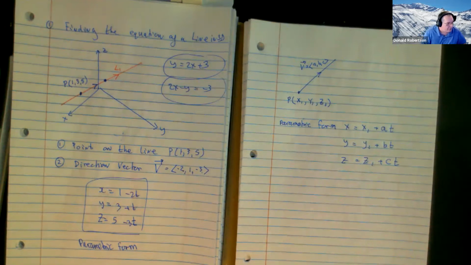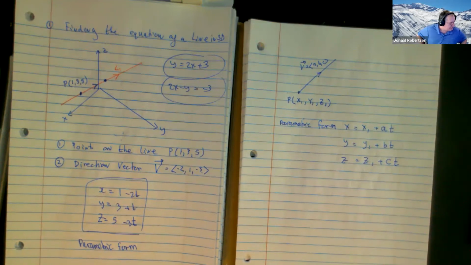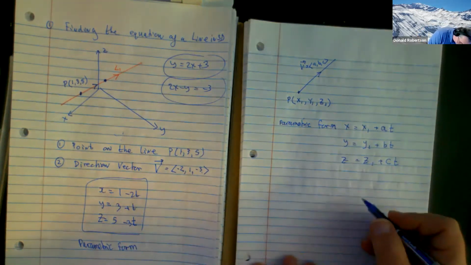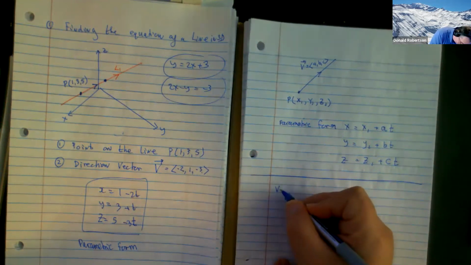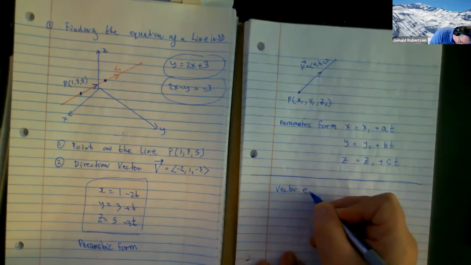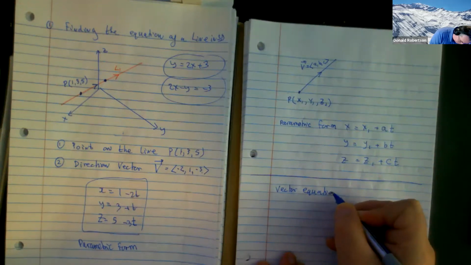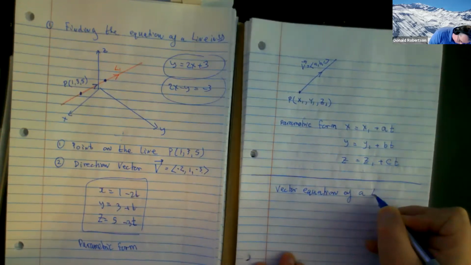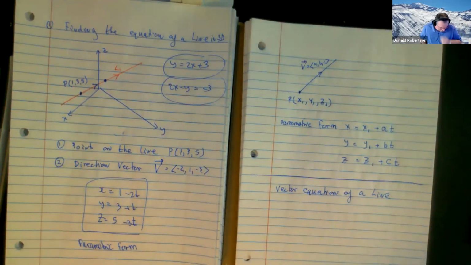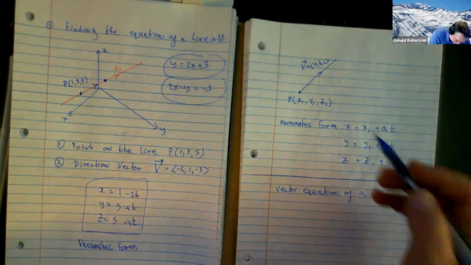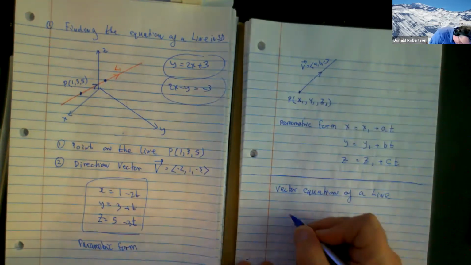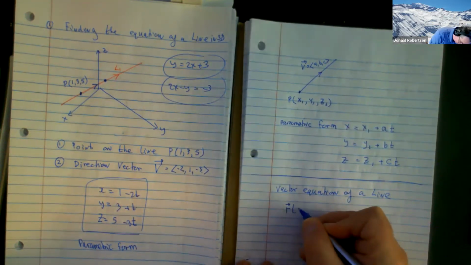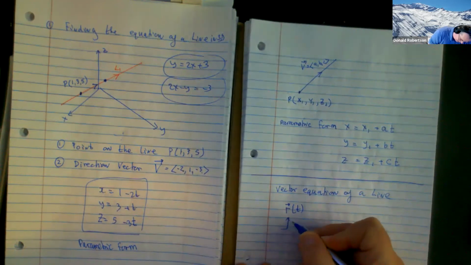Now, I said there are 3 ways to describe the equation of a line, and that's just the first one of our 3. The next one we're going to show you is the vector equation. The vector equation of a line is basically you tell me a point and you tell me this vector. And we describe it using this interesting notation, r of t.